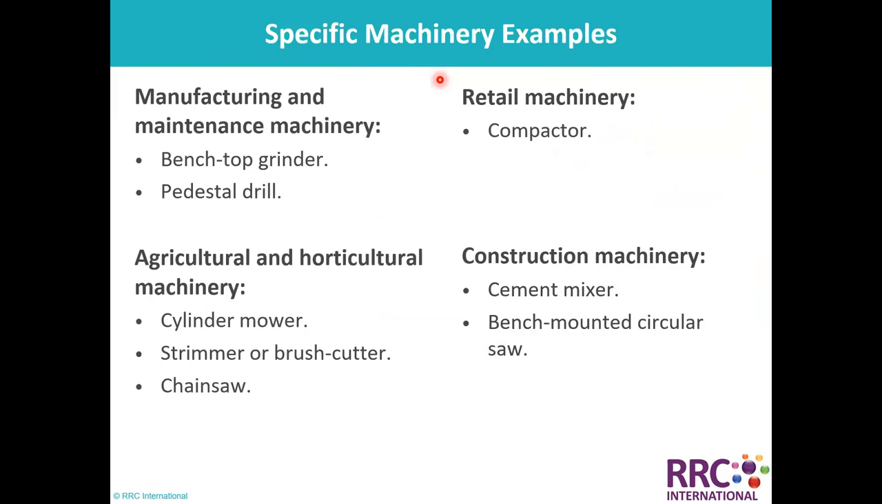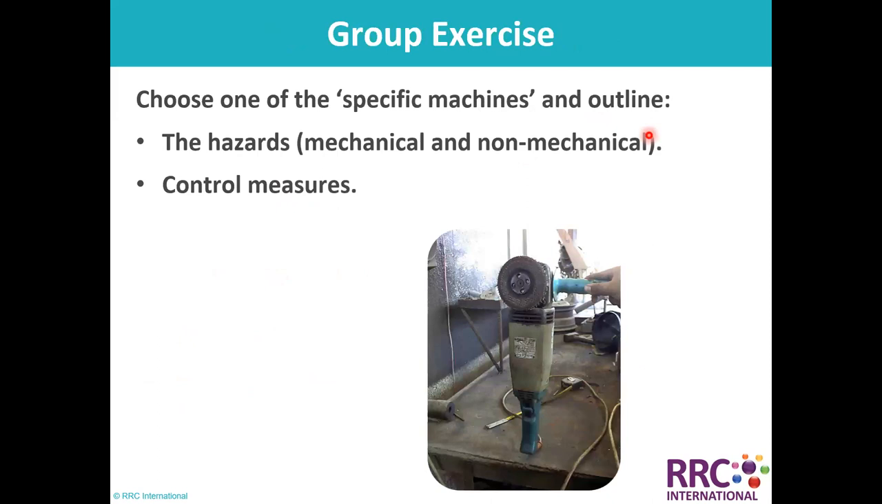Now we are going to discuss specific machinery. In manufacturing and maintenance machinery, we have the bench top grinder and pedestal drill. We will see them. In retail machinery, we have the compactor, and agricultural and horticultural machinery, for example cylinder mower, strimmer or brush cutter, and chainsaw. Construction machinery includes cement mixer and bench mounted circular saw. We will see them. Basically, we are going to identify the mechanical and non-mechanical hazards of these machines, as well as the control measures. We already discussed the mechanical and non-mechanical hazards.